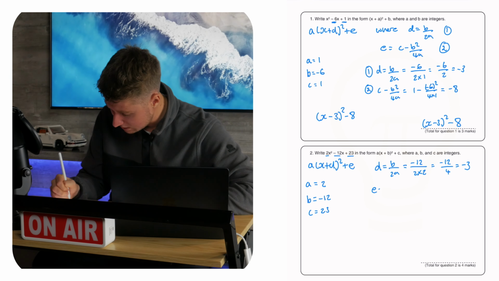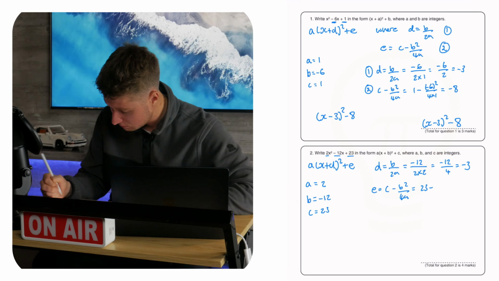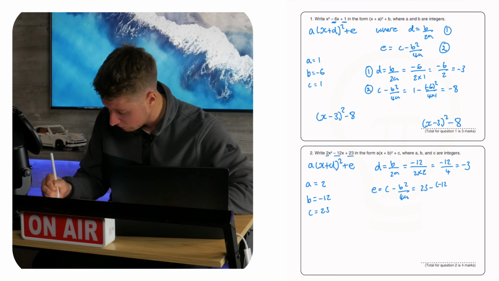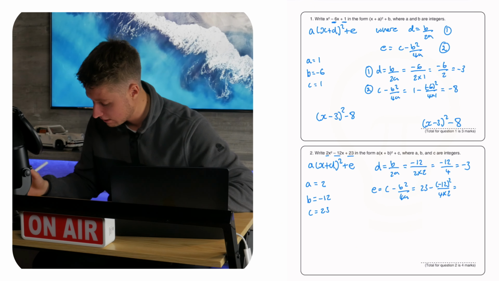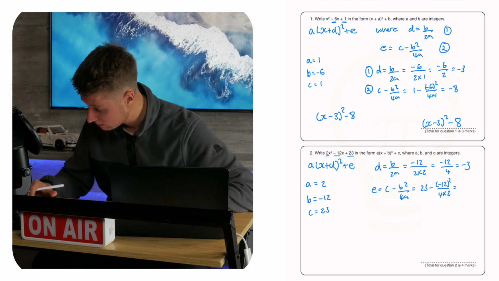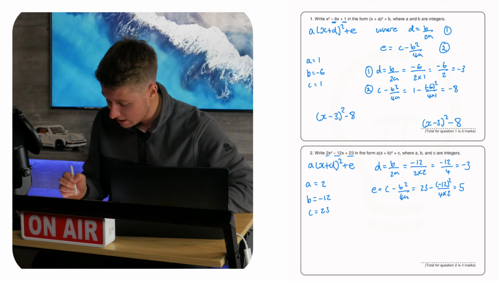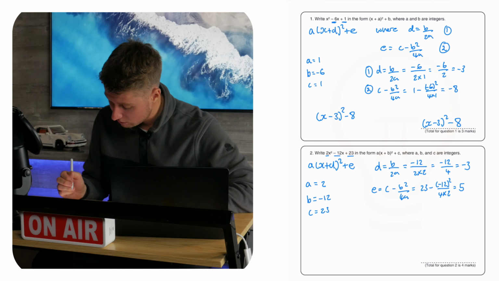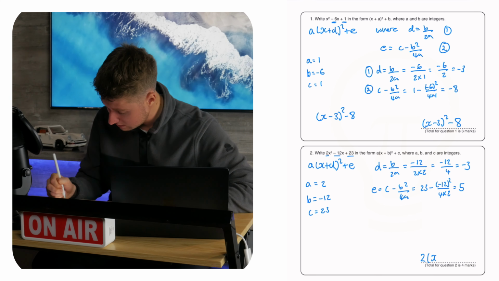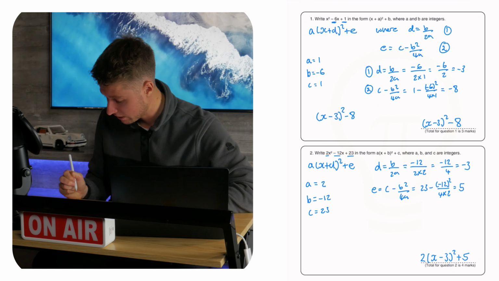And e is equal to c minus b squared over 4a. c is 23, subtract b squared, which is minus 12 all squared, over 4a, so 4 times 2. So putting this into the calculator, we get 23 subtract minus 12 all squared over 4 times 2. And this is equal to 5. So putting this in the form a brackets x plus d all squared plus e, we've got 2 brackets x minus 3 all squared plus 5. So that is our final answer.